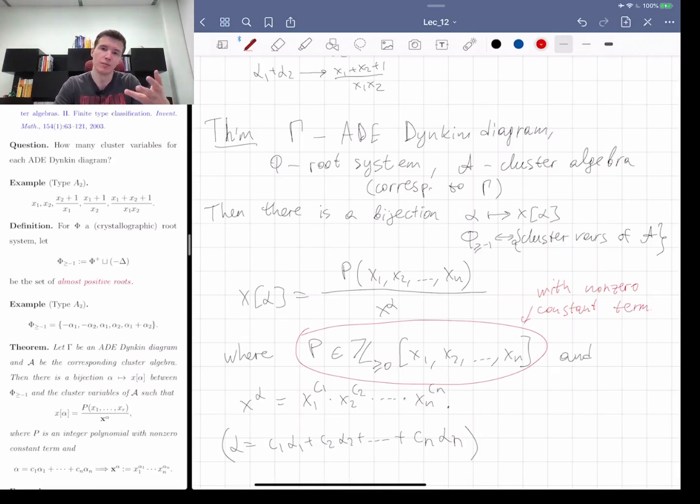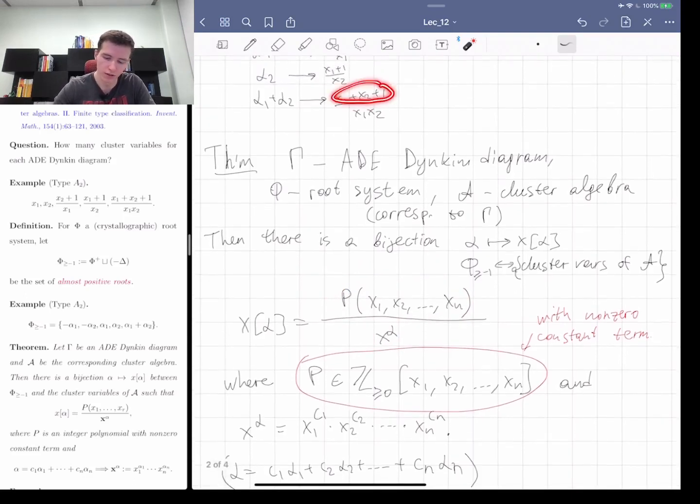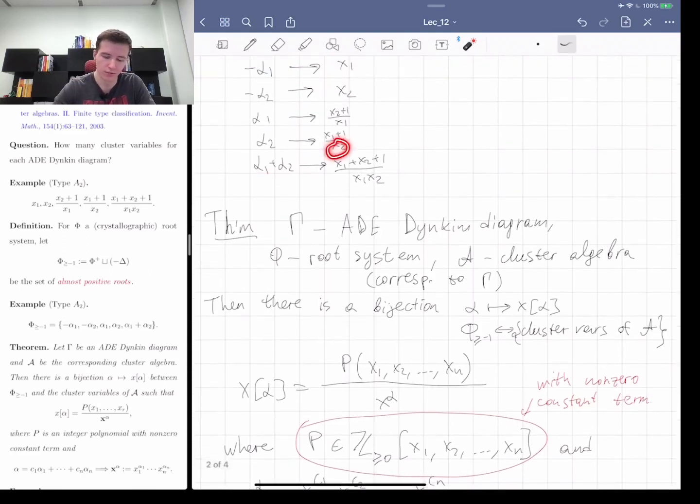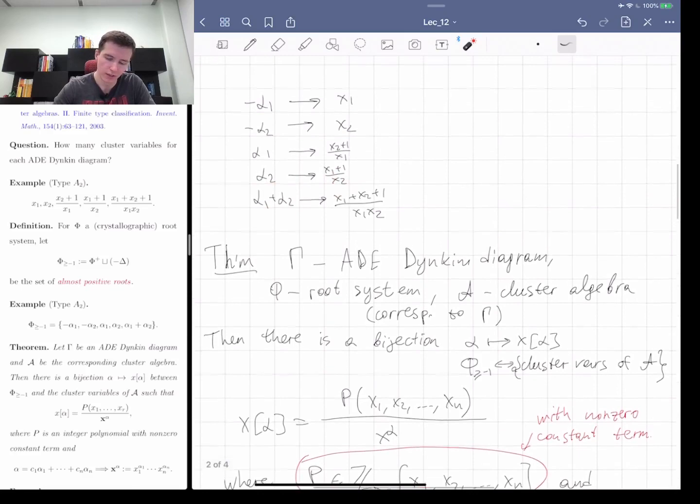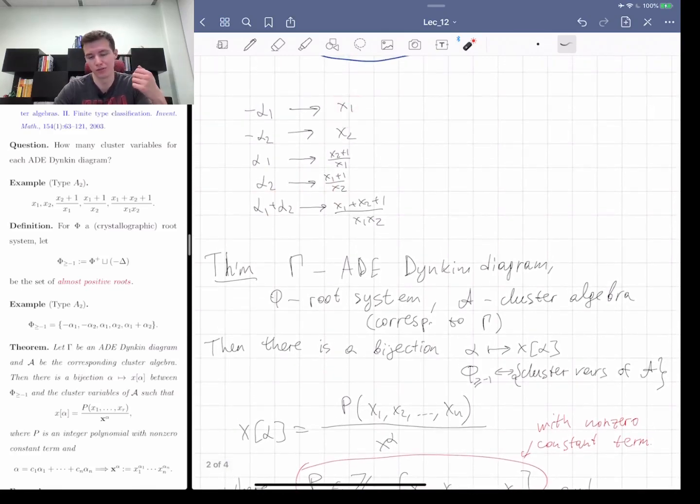Any Laurent polynomial can be written uniquely as a ratio of a polynomial with a non-zero constant term divided by a monomial. And so that's what I'm doing. I'm looking at this. Here the constant term is 1, and therefore the denominator is x1 x2, so that corresponds to alpha 1 plus alpha 2. Here the denominator is x2, so you get alpha 2. And finally for x1, the denominator, right, so p has to have non-zero constant term. So p, in this case, is equal to 1.